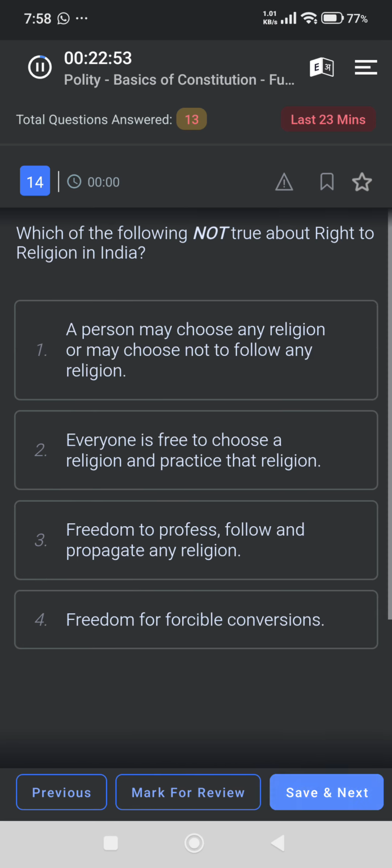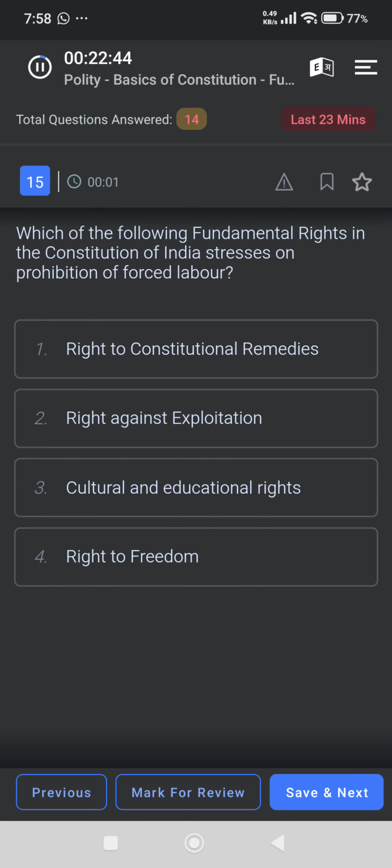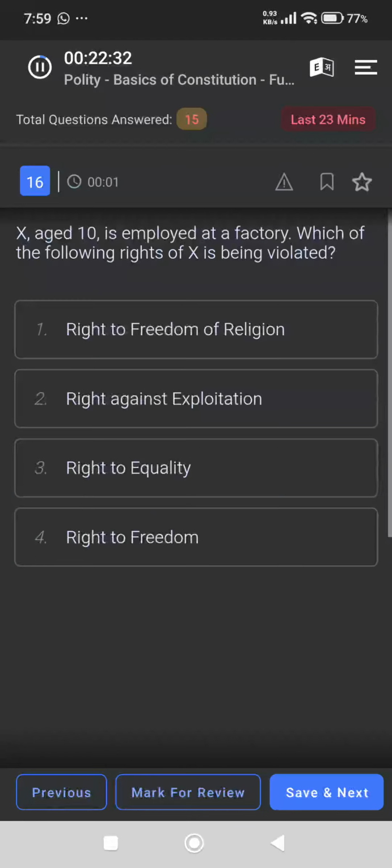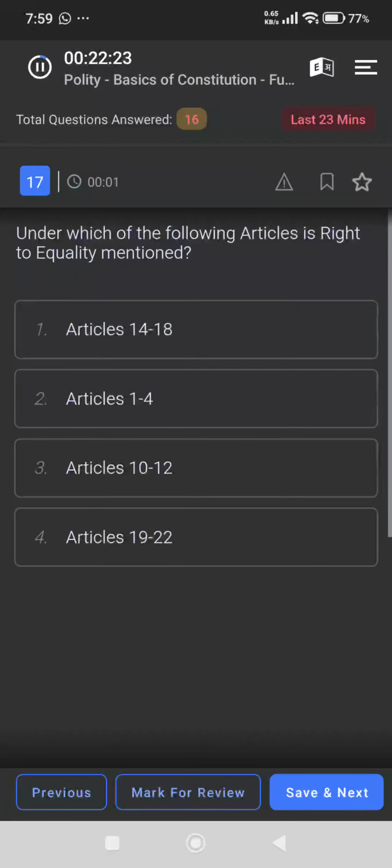Which of the following fundamental rights entails trafficking of human beings and forced labor? Right against exploitation. Which of the following is not true about the right to religion in India? Freedom for forcible conversions. Which of the following fundamental rights in the Constitution of India stresses on prohibition of forced labor? Right against exploitation. X aged 10 is employed at a factory. Which of the following rights of X is being violated? Right against exploitation.